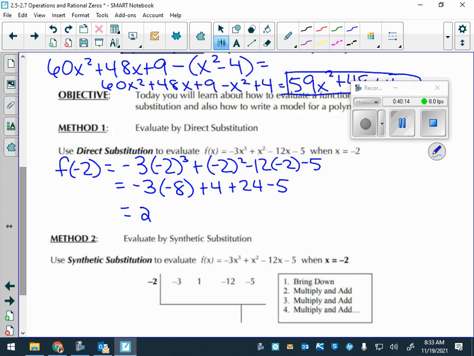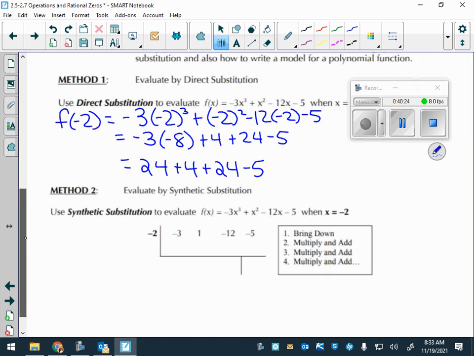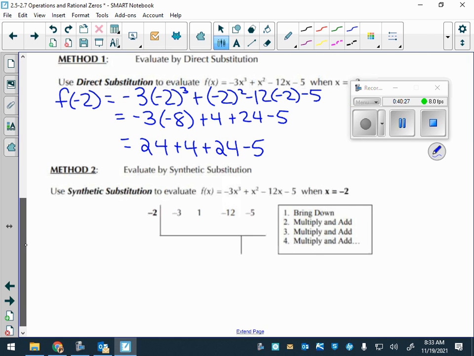So I'm just going to add these guys. So what would be our final answer? We're adding 24 plus 4 plus 24 minus 5. 47. So direct substitution means you are just plugging in negative 2, substituting in negative 2 for x. But you have to be careful with your exponents. But there's another way.